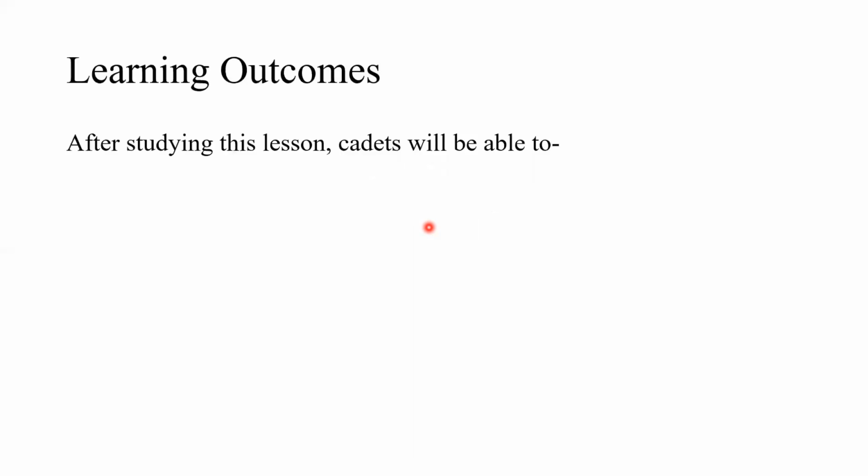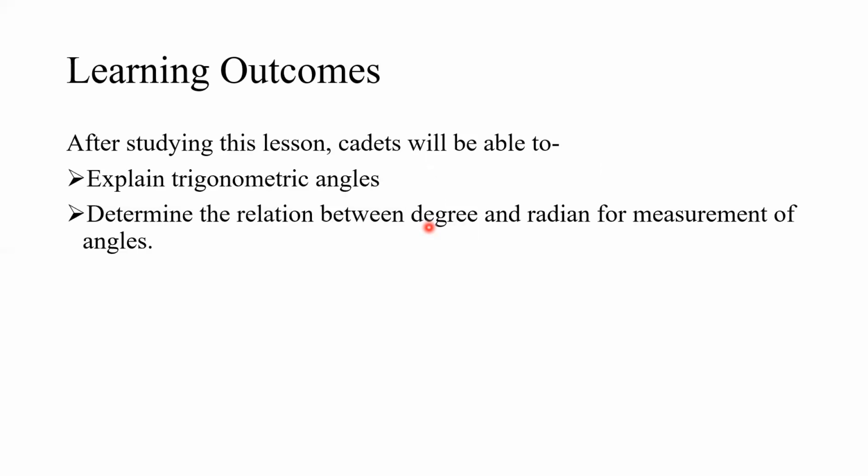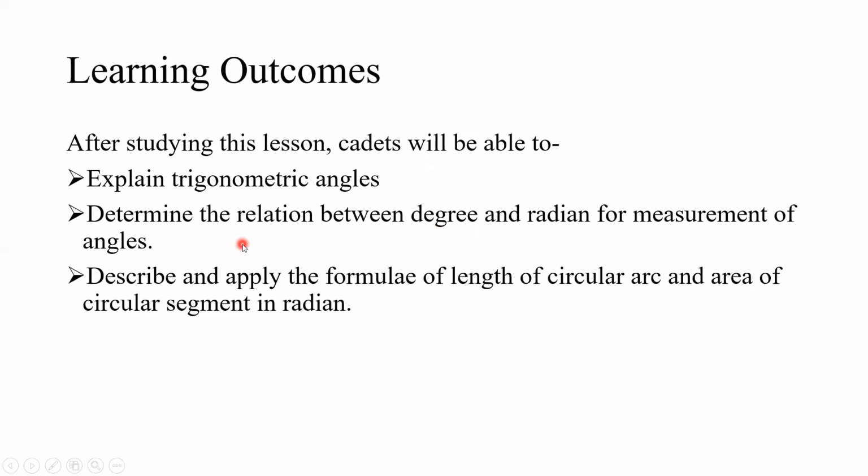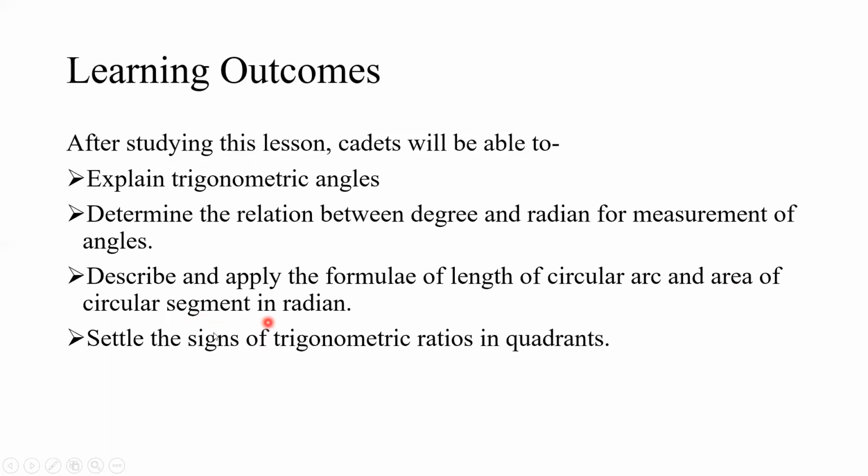After completing this lesson, you will be able to explain trigonometric angles, determine the relation between degree and radian for measurement of angles, describe and apply the formula of length of circular arc and area of circular segment in radian, and settle the sign of trigonometric ratios in quadrant.